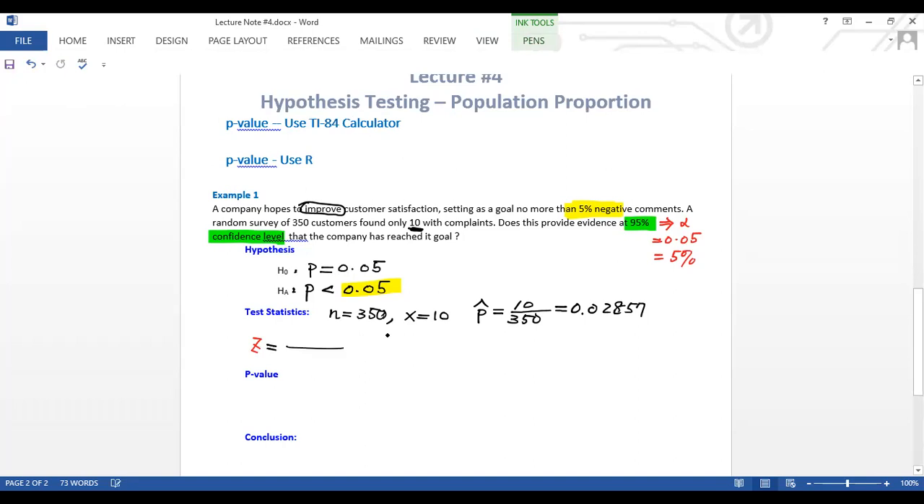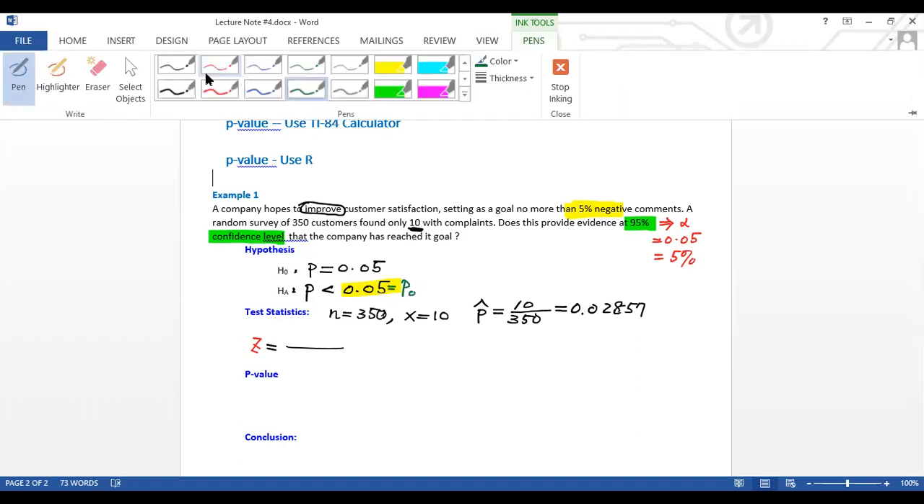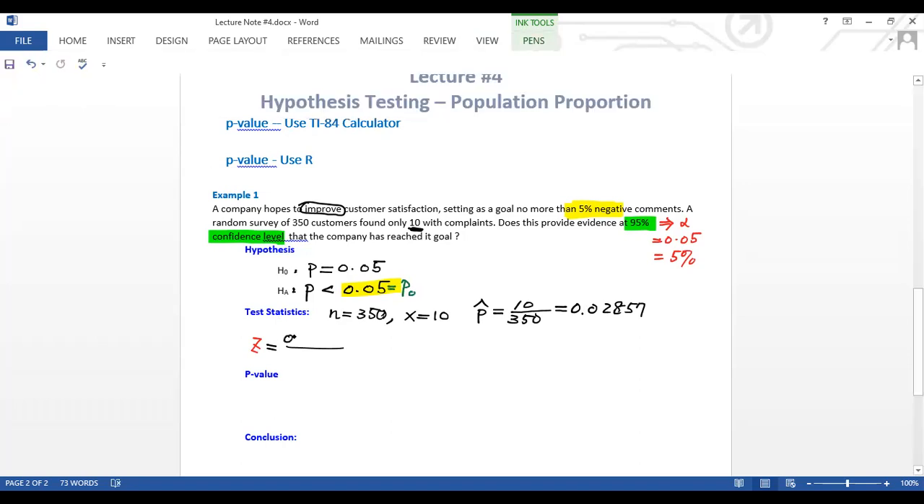Okay, so according to the formula, it's P hat minus P zero, right? So this is my P zero, correct? Okay, so it's P hat. P hat is 0.02857 minus P zero, which is 0.05, right? Then divided by SD.